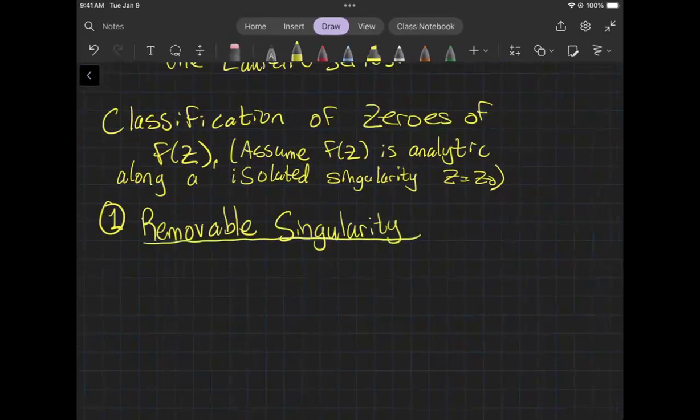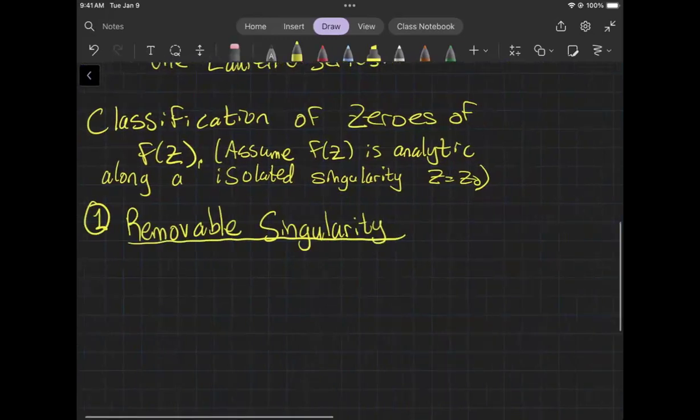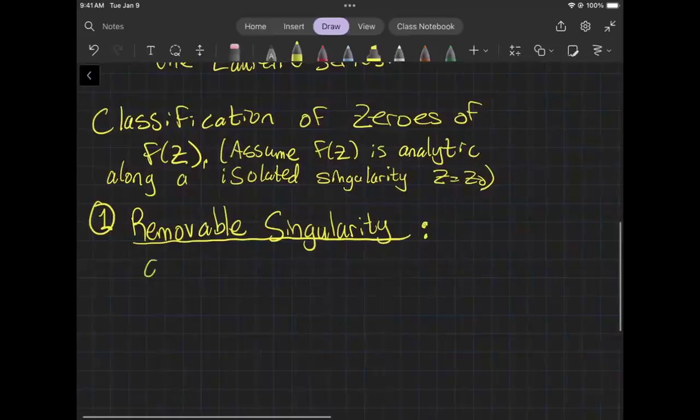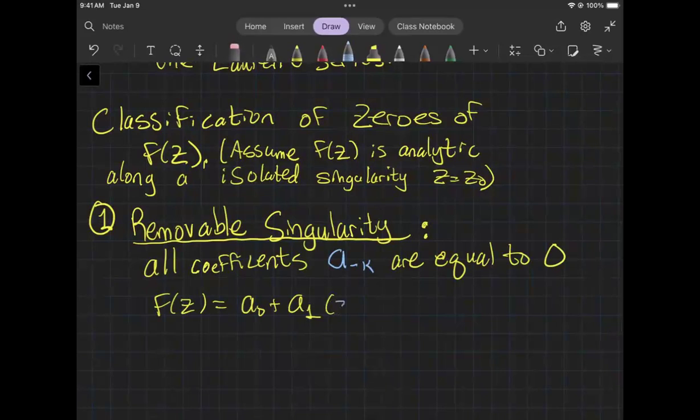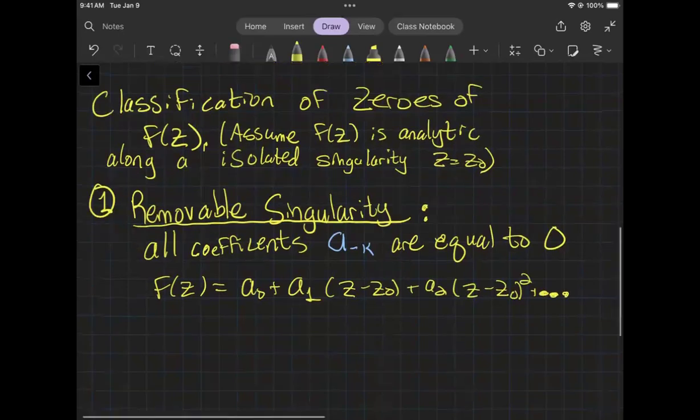So this is a type of zero where you have no negative coefficients, right? So this is a type of singularity where its Laurent series has all coefficients a sub minus k equal to zero, right? So all of them are equal to zero. So you'll essentially have just the analytic portion only, right? a0 plus a1 times z minus z0 plus a2 times z minus z0 squared and so on, right? So that's the first type of classification.